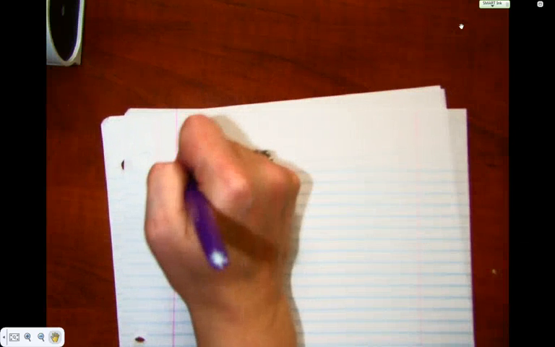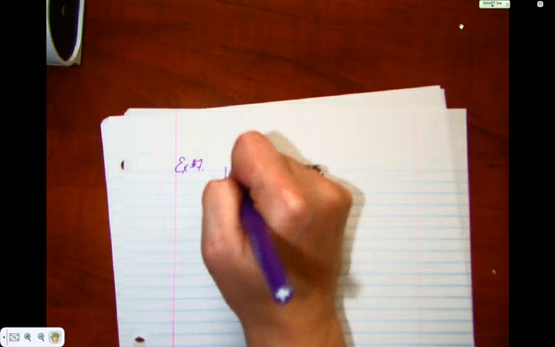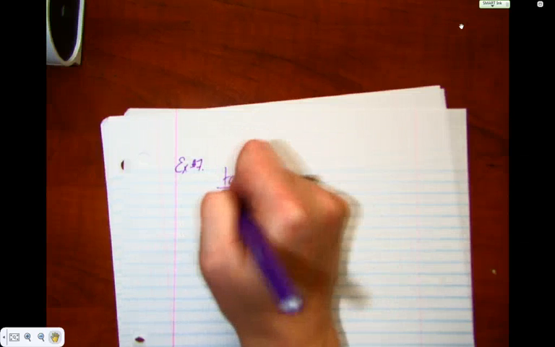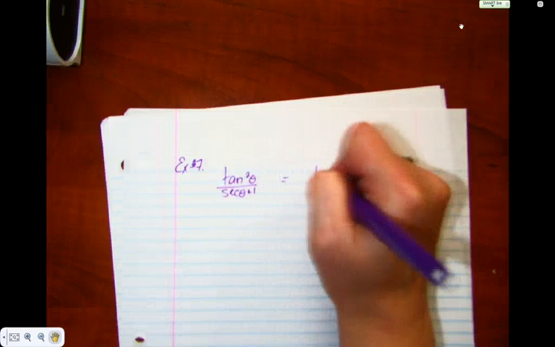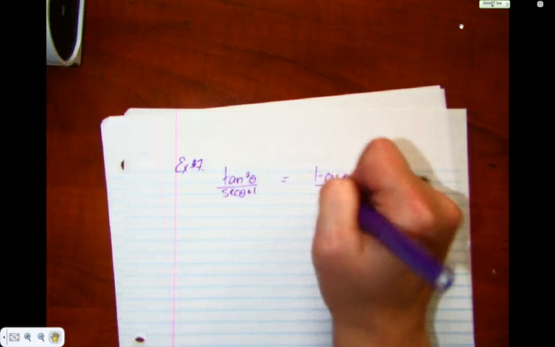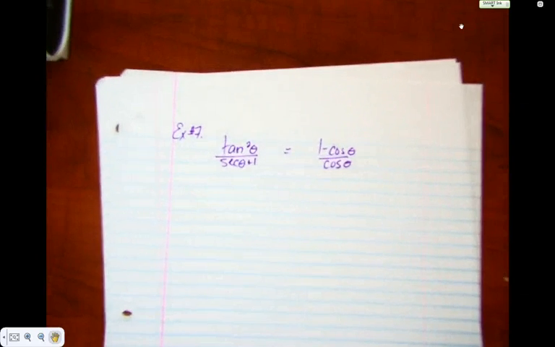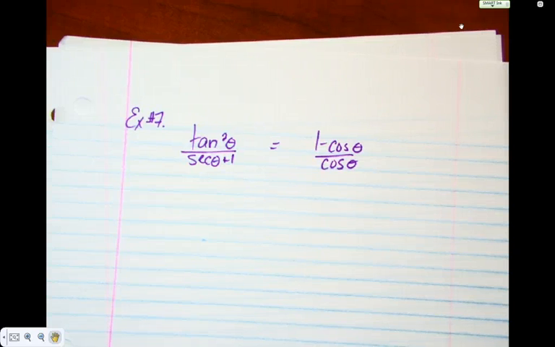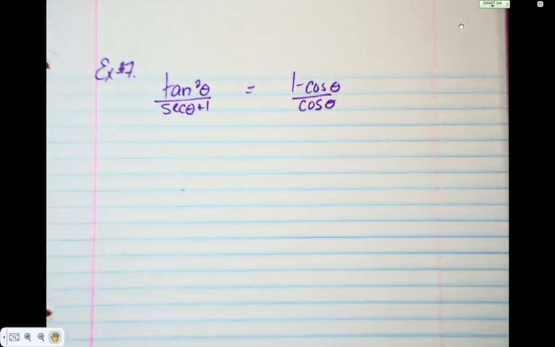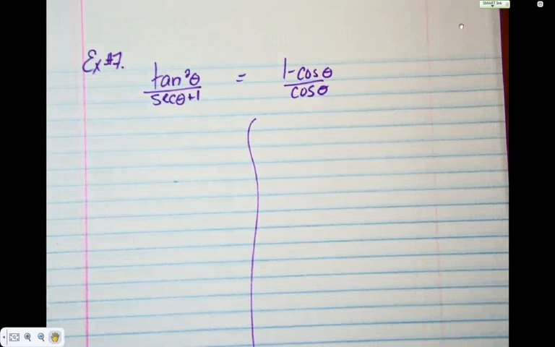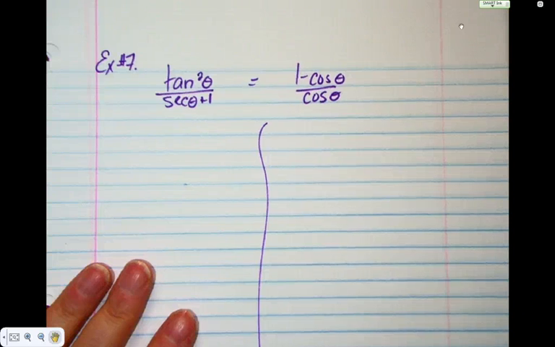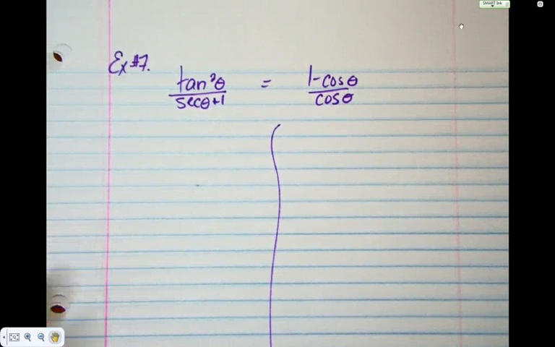Number 7. How does tan squared divided by secant plus 1 equal cos? Where did the coses come from? It is kind of math magic. Pick a side, any side, left or right? Left. Why did you pick the left? Because there's more stuff to play with.